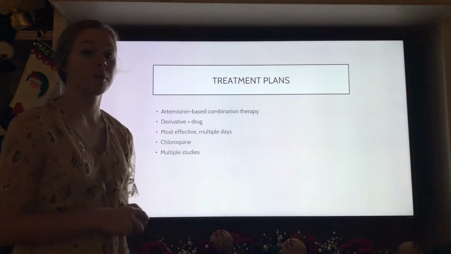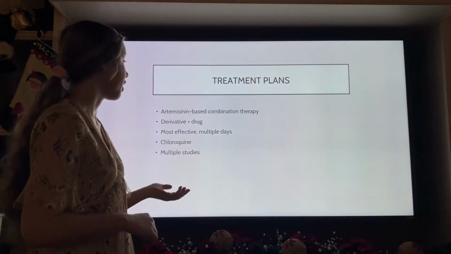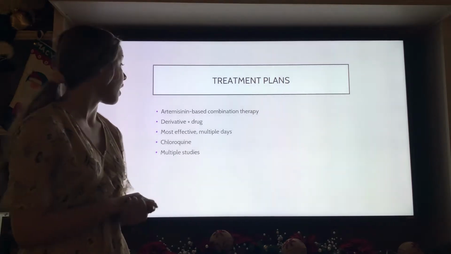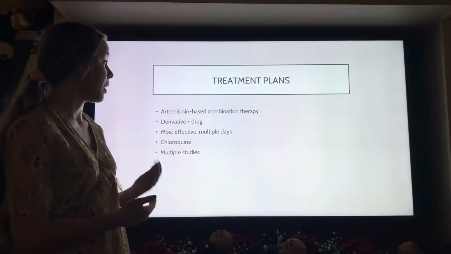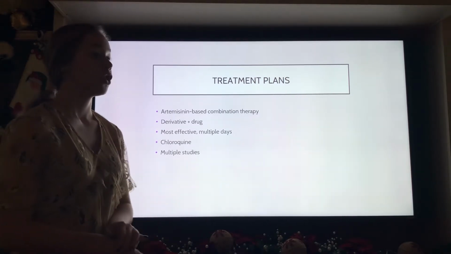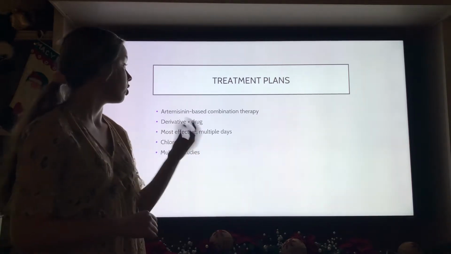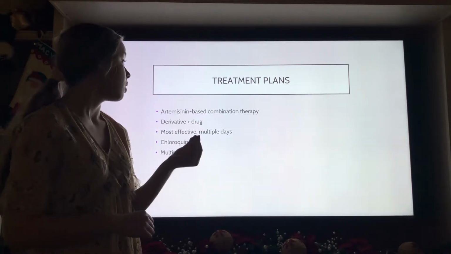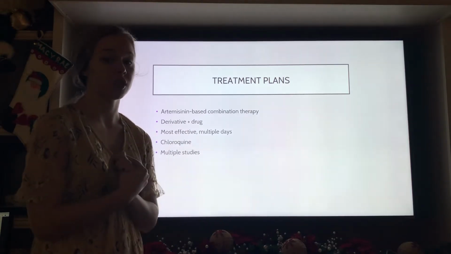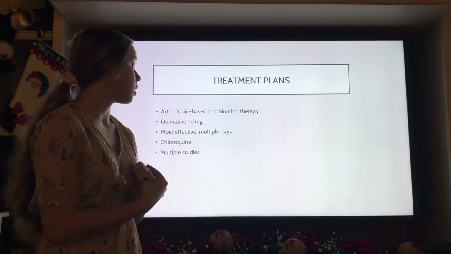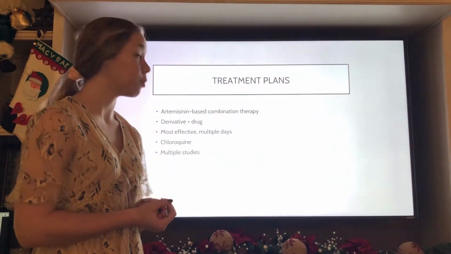So there are many treatment plans that can get rid of malaria, but the one that is prominent right now is the artemisinin-based combination therapy. So what it does is they take the derivative, the artemisinin, and they combine it with a drug. Now there's like 5 different types of drugs that they can do it with, because every person is different and they're not always going to respond to the same type.